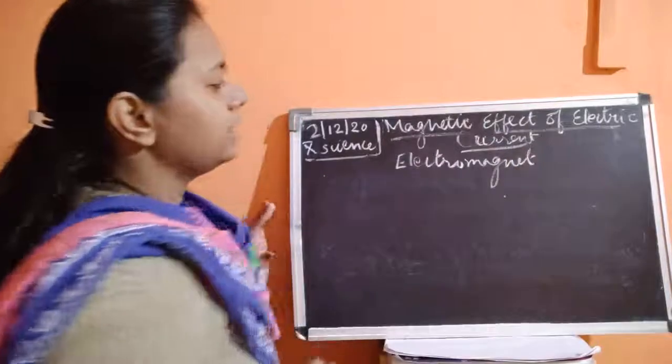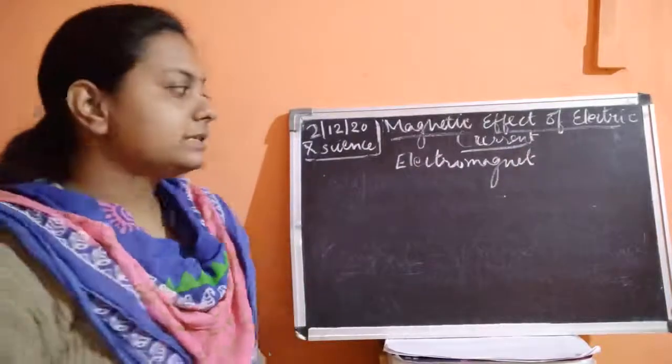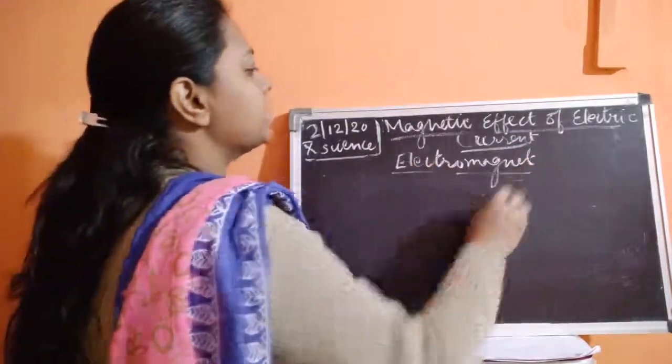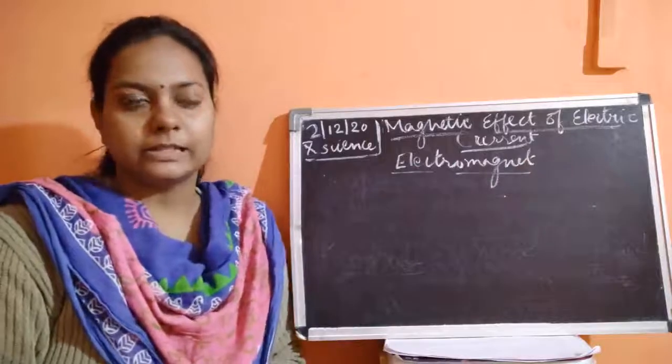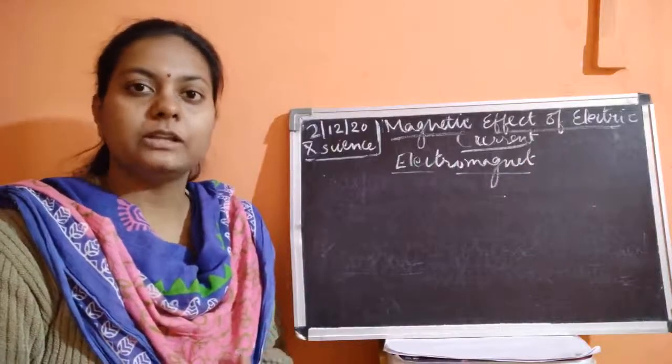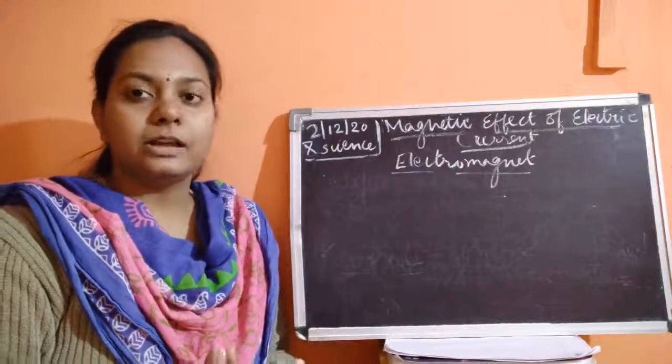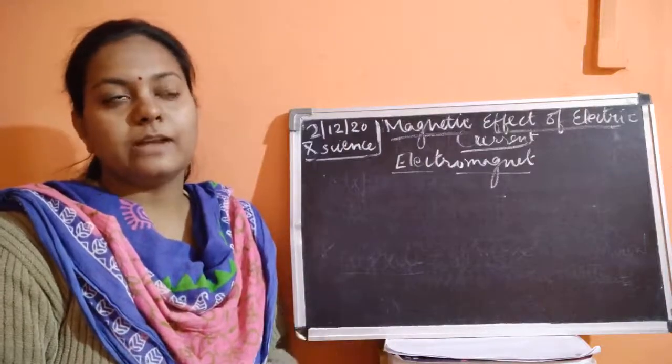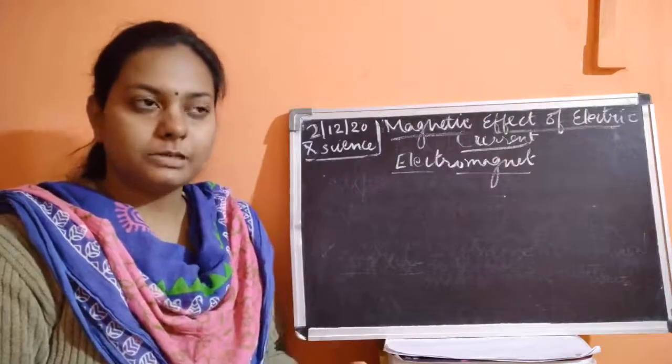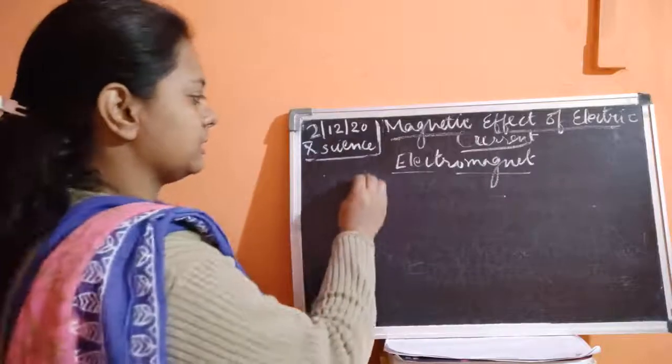It develops like an electromagnet. As the name suggests, whenever a magnet is being made with the help of electricity, till the time the electric current is flowing in that magnet, that particular object is going to behave like a magnet. Now what is that particular object?